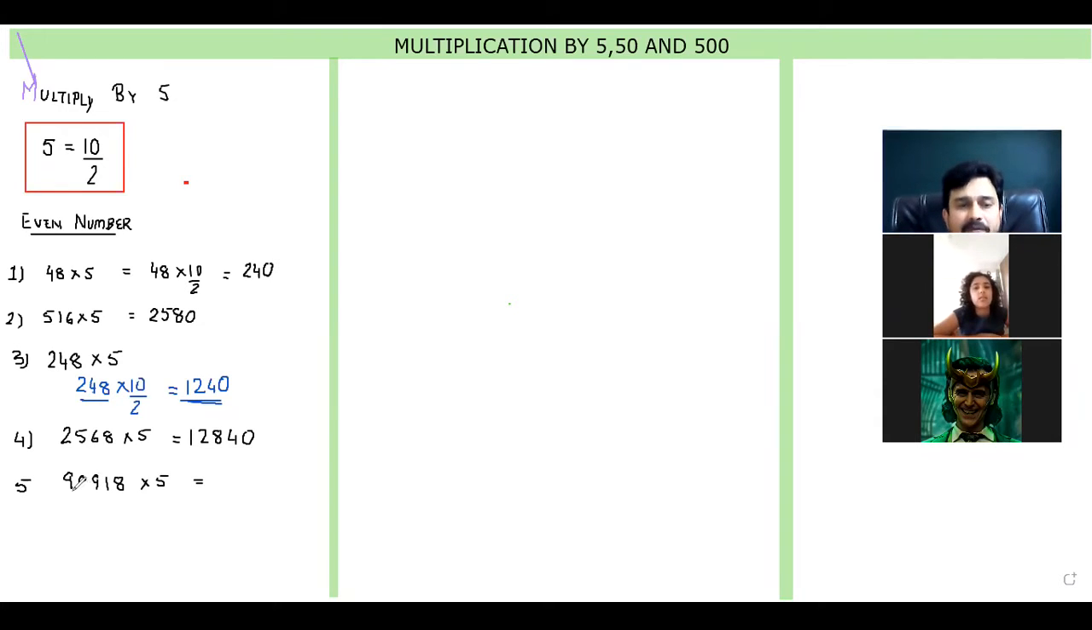Okay, 90918 times 5. So 9 divided by 2 is 4. 1 remaining, this becomes 10. 10 divided by 2 is 5. 9 divided by 2 is 4. 1 remaining, 11 divided by 2 is 5. 1, 8. 18 divided by 2 is 9. And then it's 0.